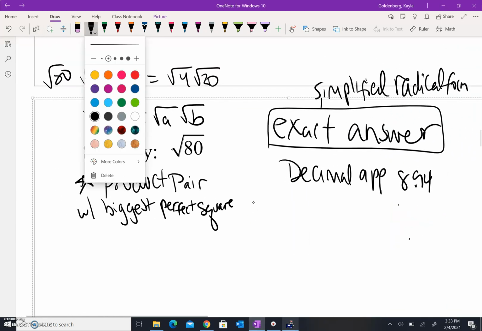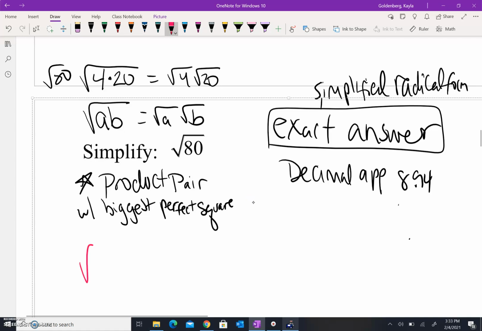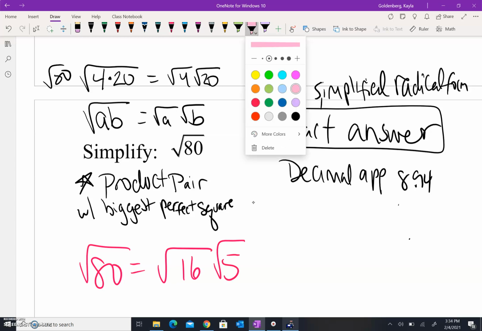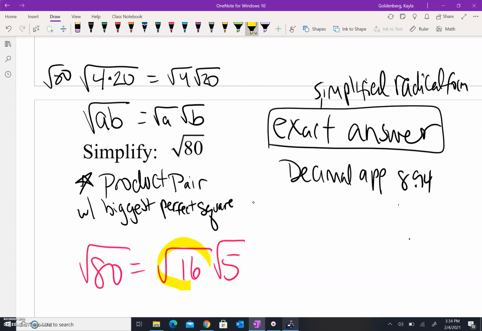So what I'm going to do is rewrite the square root of 80 as the square root of 16 times the square root of 5. The reason we want to pick a big perfect square is because this can be simplified further. The square root of 16, what number times itself is 16? That's going to be a 4. And then the square root of 5, we can't do anything with that, so we're going to leave it as 4 times the square root of 5.